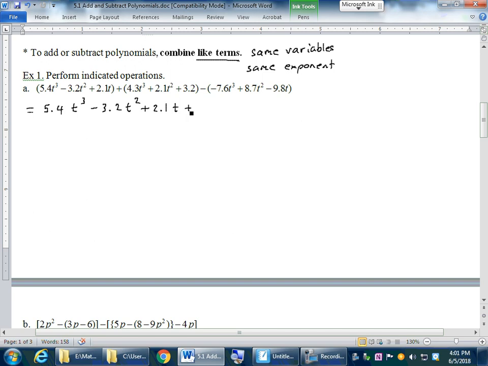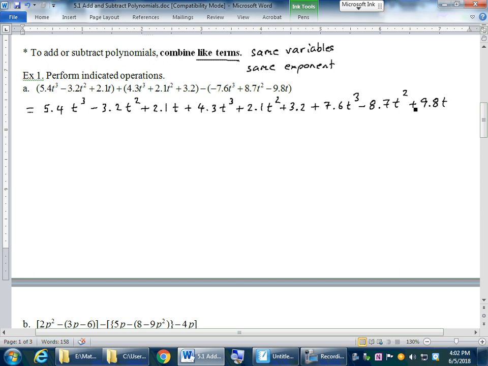because of a positive, for the second trinomial you can just drop the parentheses, which is going to be 4.3t to the third power plus 2.1t to the second power plus 3.2, and distributing the negative sign to the last trinomial, it will become plus 7.6t to the third power minus 8.7t to the second power minus 9.8. Oh, it should be plus 9.8t because when you distribute the negative.